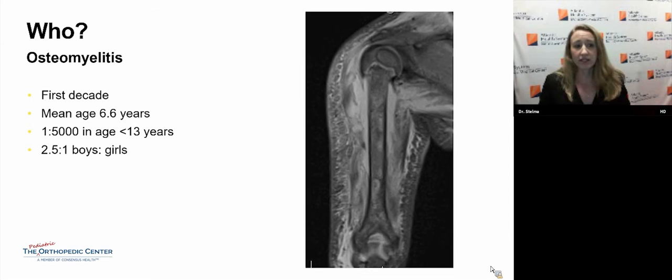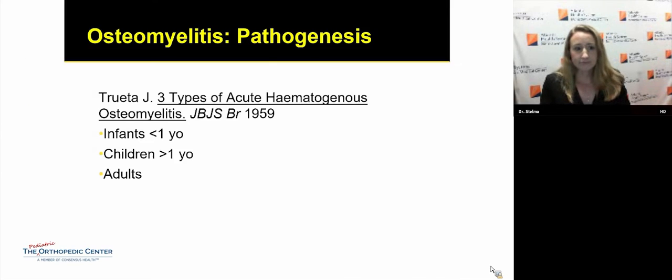So who does this affect? Looking at osteomyelitis, it typically affects patients in their first decade of life. The mean age is about 6, so pretty young, and the prevalence is 1 in about 5,000 in kids that are less than 13 years old. It has about a 2.5 to 1 ratio from boys to girls. And on the right there, that is a picture of diffuse osteomyelitis as well as pyomyositis. We can think of stratifying patients into essentially 3 groups: infants less than 1 year old and children over 1 year, as well as adults.